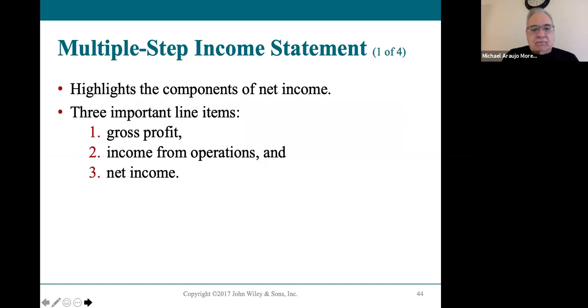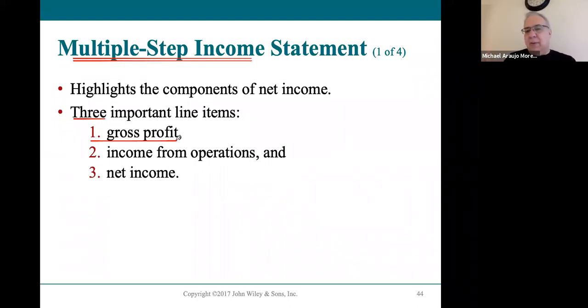Okay. The multi-step income statement is one of my favorite forms of an income statement. So it's just an income statement, but elongated. It shows you more information. Three very important things that it does show you: it actually calculates the gross profit for you. So you will see the net sales, and right away the cost of goods sold will be subtracted to give you the gross profit. That is on the multi-step income statement.